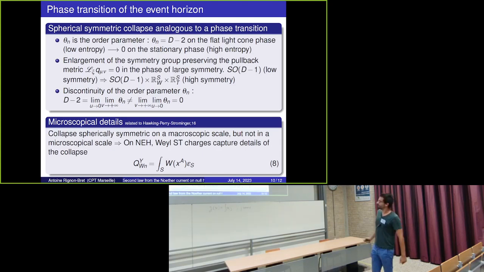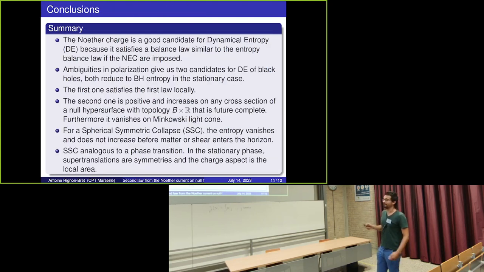And actually there is a nice analogy with a phase transition where the order parameter is here the expansion, because the expansion at the beginning is d minus 2, while it vanishes on the stationary event horizon, and this corresponds to an enlargement of the symmetry group where we recover the supertranslations that were symmetries of the stationary black hole, as Hawking, Perry, and Strominger were stating. And so I think I'm over time, so I just leave you with the summary, and thank you very much for your attention.